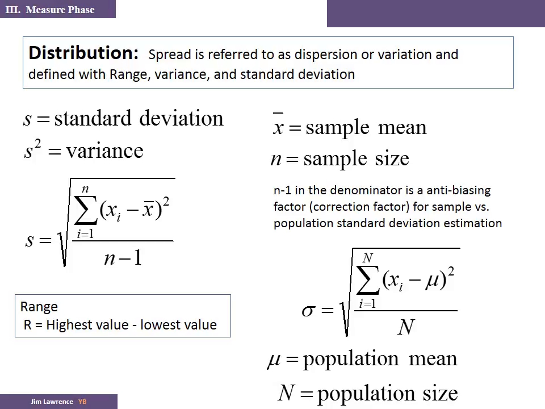The n minus 1 in the denominator of standard deviation for a sample is a correction factor for sample size. It's called an anti-biasing factor or a correction factor, and many of those come into play in statistics, in the use of samples, in calculation of distribution, and in the calculation of distribution used in control charts that we'll cover later.